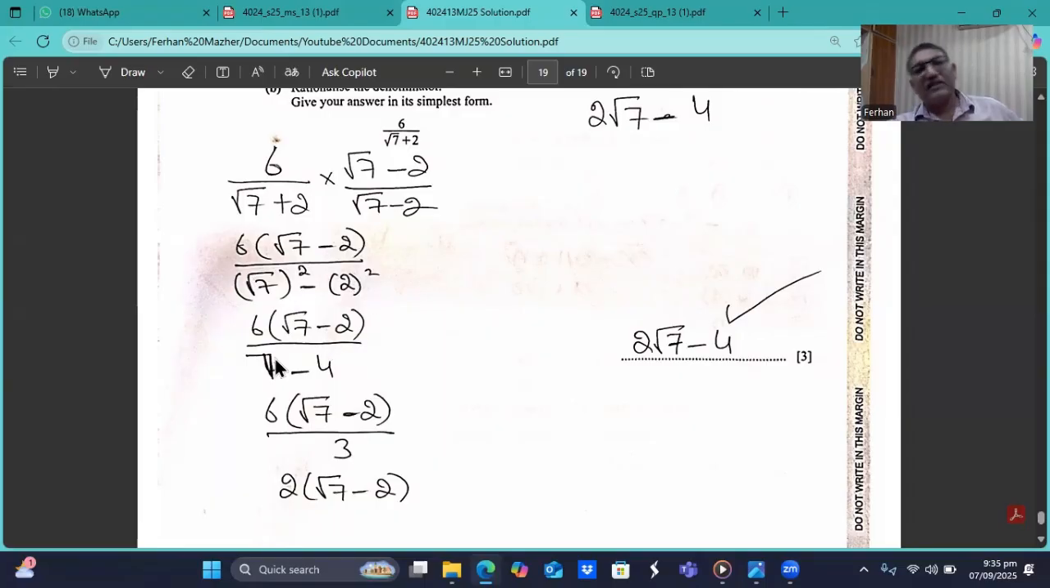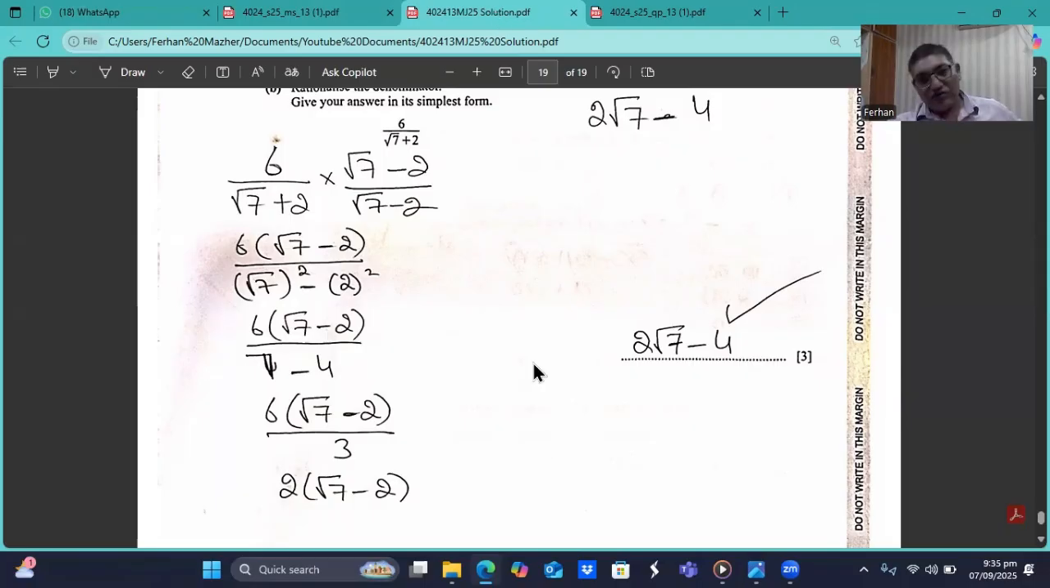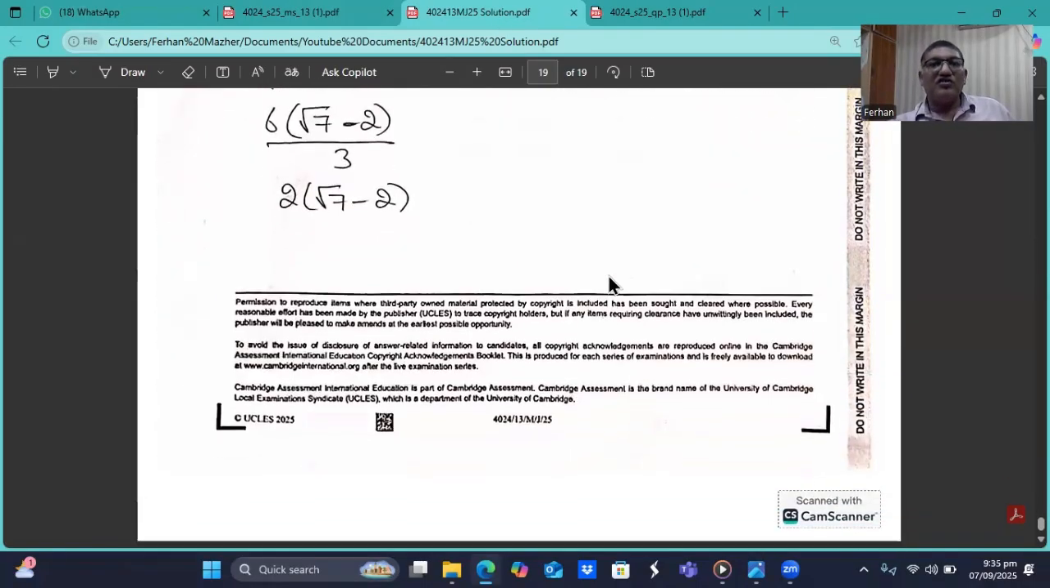So under root 7 square will be 7. 2 square will be 4. 7 minus 4 will be 3. This 3 and 6 will be cancelled. So 2 under root 7 minus 2. When you bring it inside, it will be 2 under root 7 minus 4. This is how this is done. So this is question number 25. I hope you know. So that is completed.